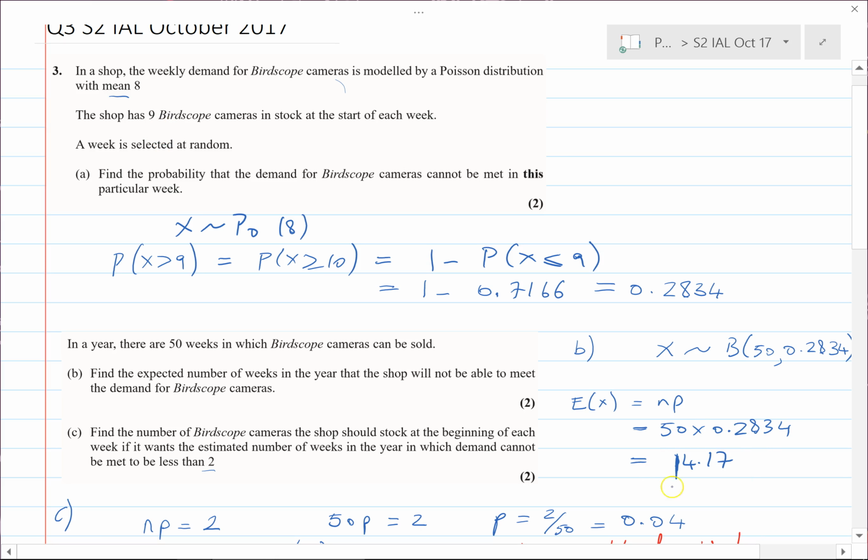Well, the expected number then would be 14, so 9 is nowhere near enough cameras so that we would expect there to be less than 2, if that makes sense. So we're looking for some number more than 9. We're using the mean of the binomial originally. That's np equals 2, so 50p equals 2. So the probability needs to be less than 4%, or 0.04.